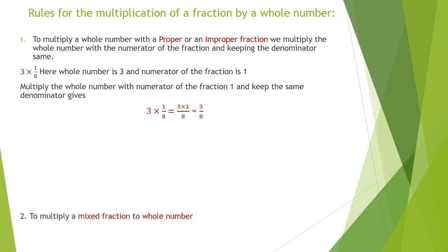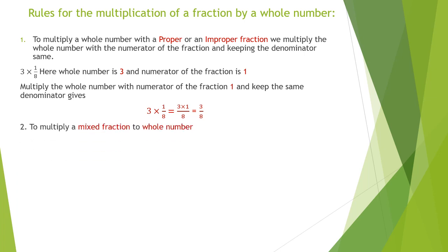that gives 3 upon 8. Next rule, to multiply a mixed fraction with a whole number. In this case, first convert the mixed fraction into an improper fraction and then multiply. Next, we can go to one example, that is 1 integer 4 upon 9 multiplied by 6.